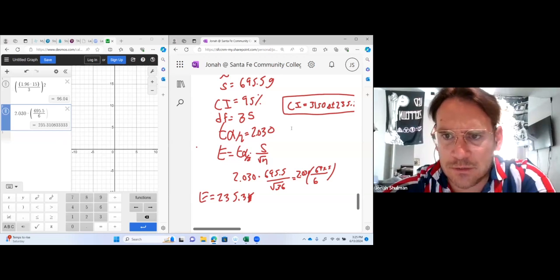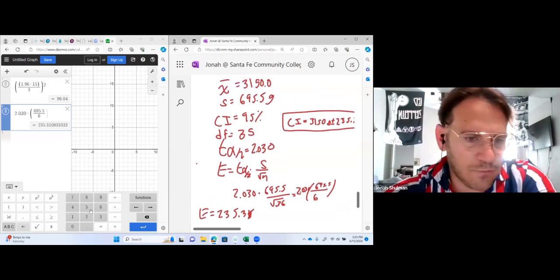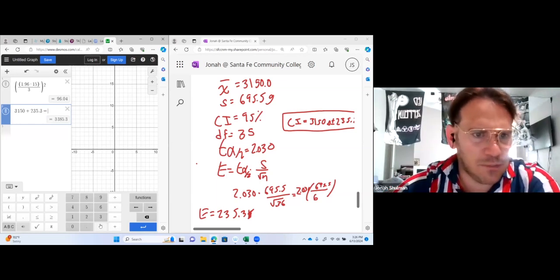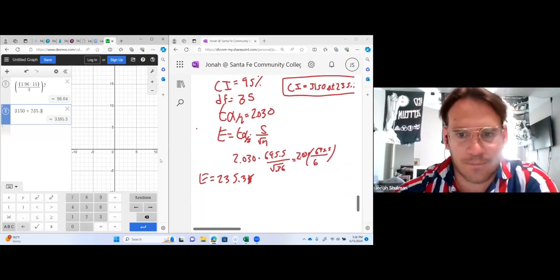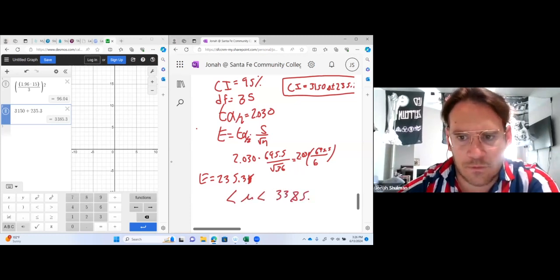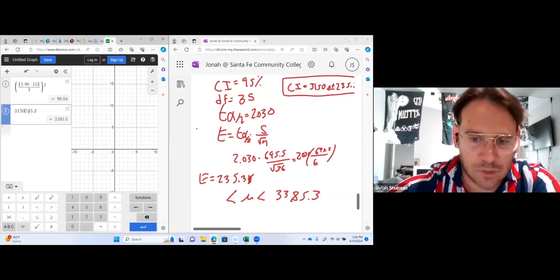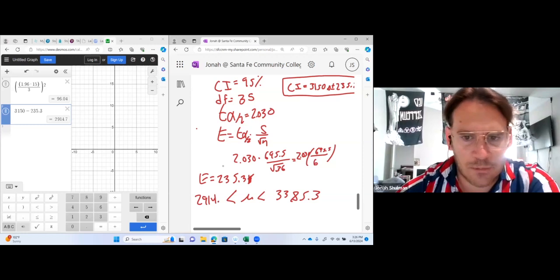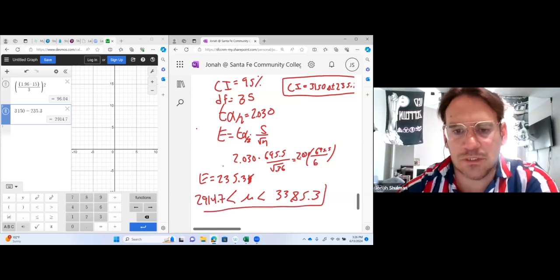So our mean is 3150. Oops, sorry. 3150 plus. You could write it the other way. I'm just going to show you how it's in the back of the book. So the first one is going to be, well, this is the upper limit. And the lower limit, I just have to subtract it. This means we are 95% sure that the mean's going to fall between these 2 values.